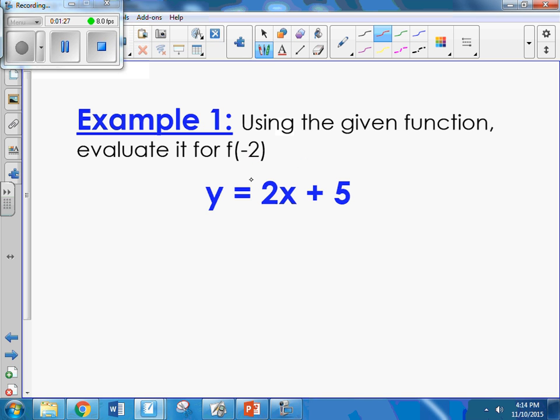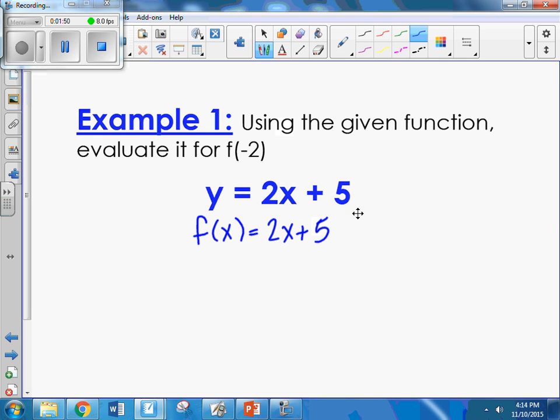So looking at example 1, it says using the given function, evaluate it for f of negative 2. Well, first of all, that's not in function notation, so I'm going to have to start there and rewrite it. So instead of y, this is the exact same thing as writing f of x is equal to 2x plus 5. I haven't changed anything. I just wrote it in function notation.